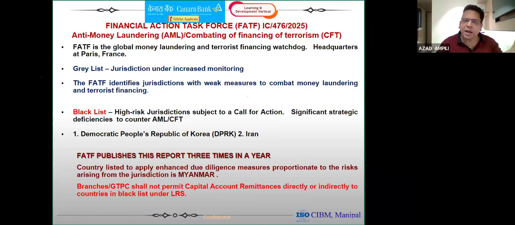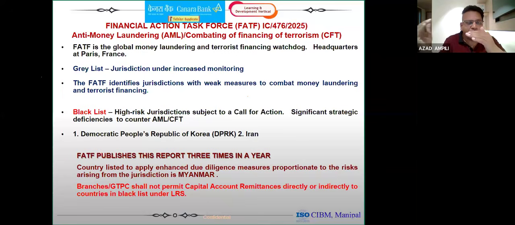Basically, FATF is the global money laundering and terrorist financing watchdog. Its headquarters is in Paris, France. All countries, if at all required, they will put in 2 lists, gray list and blacklist. The FATF identifies jurisdictions with weak measures to combat money laundering and terrorist financing. They will say this country has money laundering and terrorist financing happening, and they will put it in the gray list.